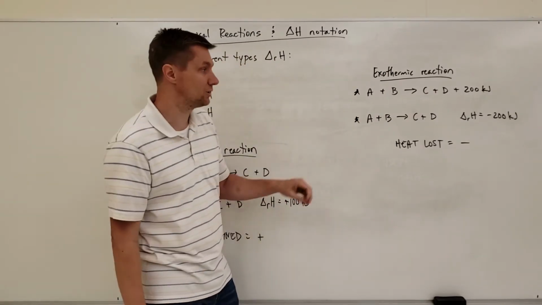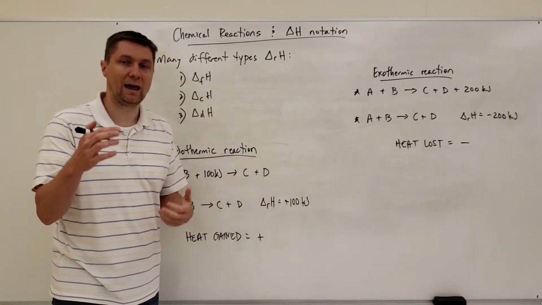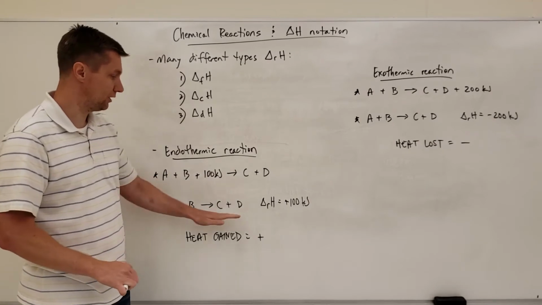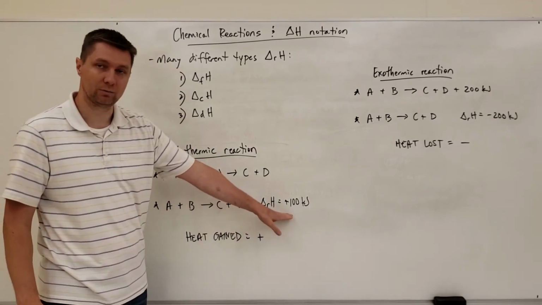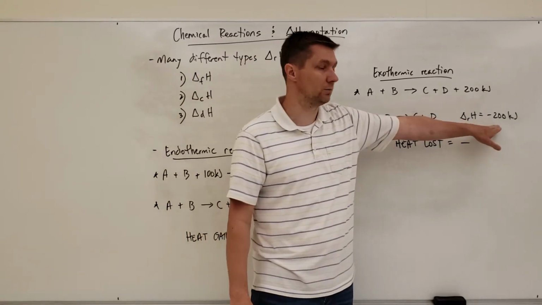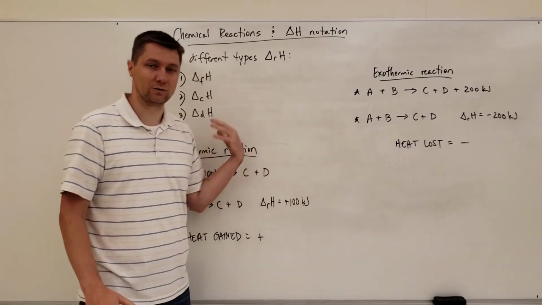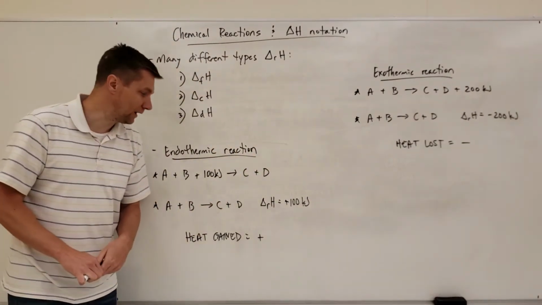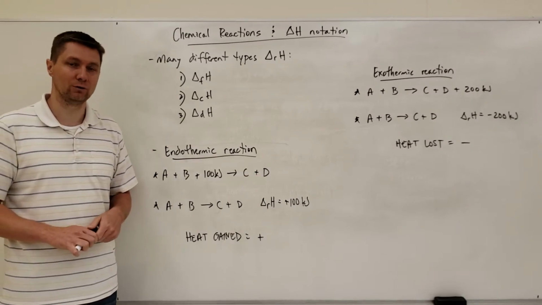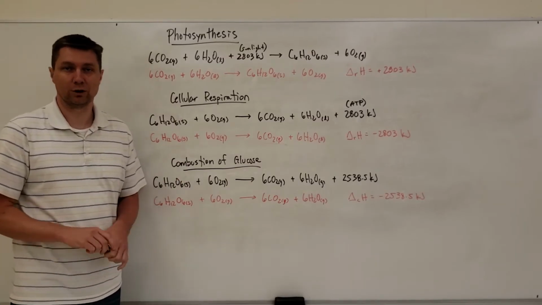But for delta H notation, I have to have the correct term and the correct sign in front of that term. And so here, because it's endothermic, it's going to be a positive 100. Here, because it's exothermic, it's going to be a negative 200. And so this is the notation that we use for these types of reactions. And I've got a couple of real life examples I want to run through with you in the next clip, so hang tight.